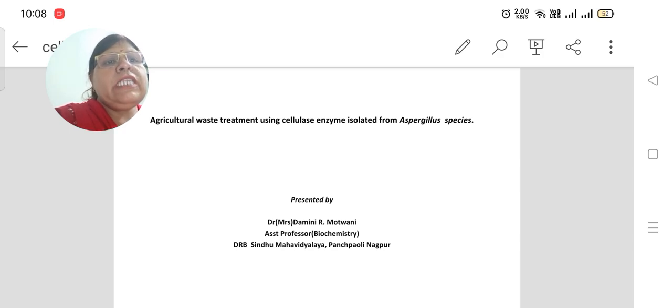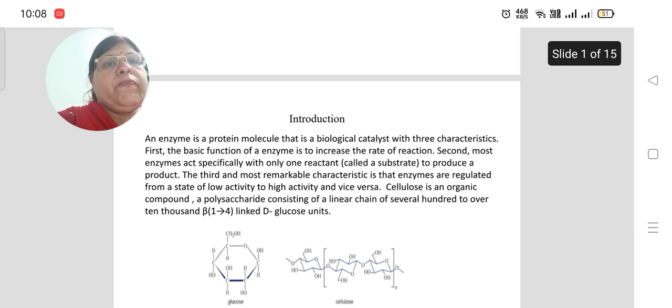Myself, Dr. Mrs. Damini Motwani, Assistant Professor, Department of Biochemistry, Dada Ramchand Bakhru Sindhu Mahavidyalaya, Panchpaoli, Nagpur. Today I am here to present on the topic: agricultural waste treatment using cellulase enzyme isolated from Aspergillus species.